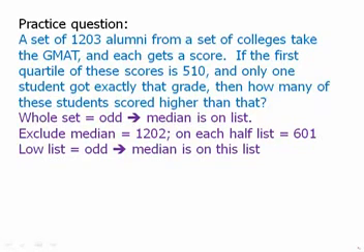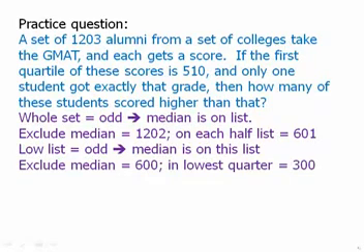Now let's look at the lower list. It's also odd, so the median is on this list. So we remove the median of that lower list, we're left with 600, and then we can divide that easily by 2. That's 300 above, 300 below. So that means that there's 300 below the first quartile and 300 between the first quartile and the median.